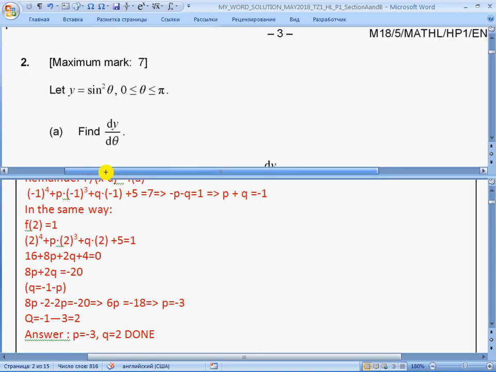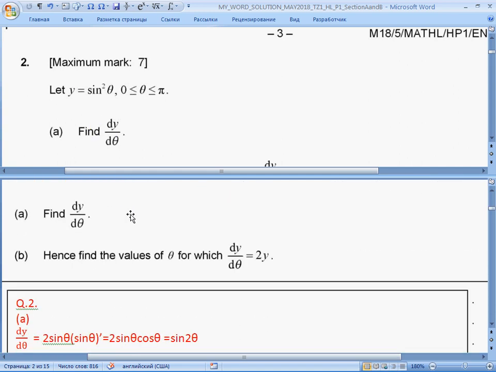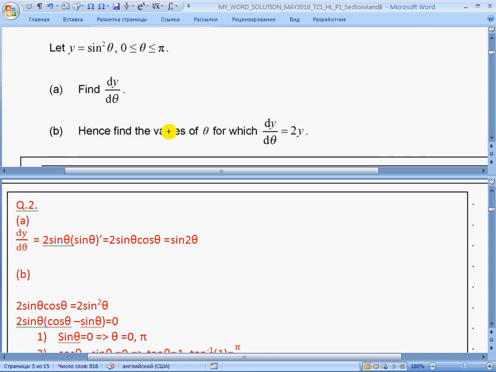Question 2. We have a function. We should find the derivative of this function. So, chain rule. The exponent 2 goes downward: 2 sine theta, and the derivative of sine theta. So with 2 sine theta cosine theta, a nice way it will be sine 2 theta.